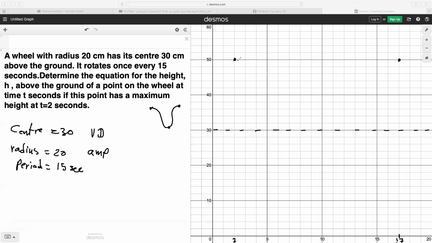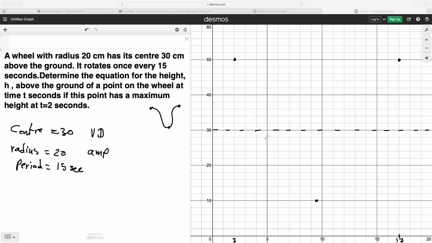Now, I'm just going to count 1, 2, 3, 4, 5, 6, 7, 8, 9, 10, 11, 12, 13, 14, 15. So I've got to come back 7.5 to draw where my minimum is going to be. That's 1, 2, 3, 4, 5, 6, 7.5. So my minimum should be right here, sitting right there.